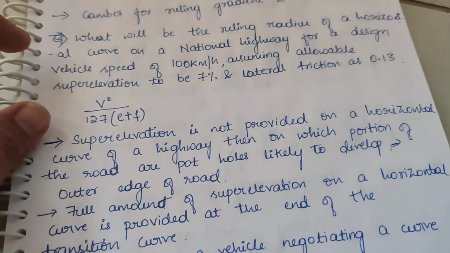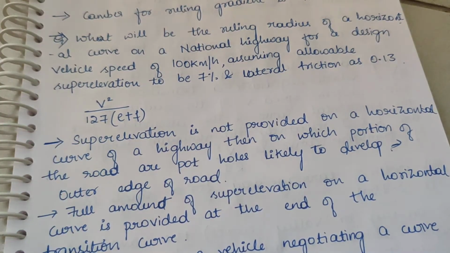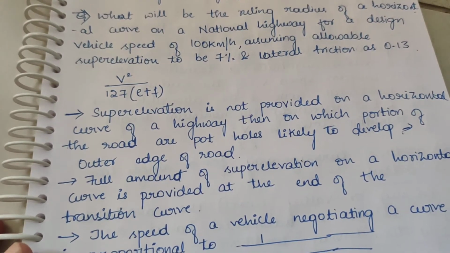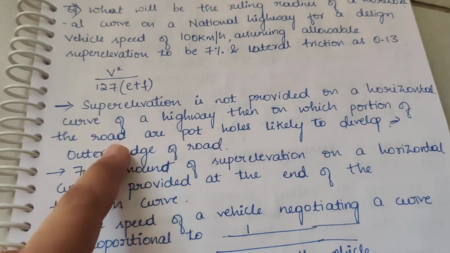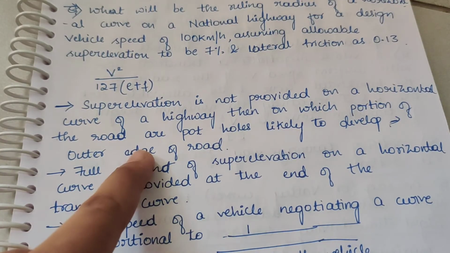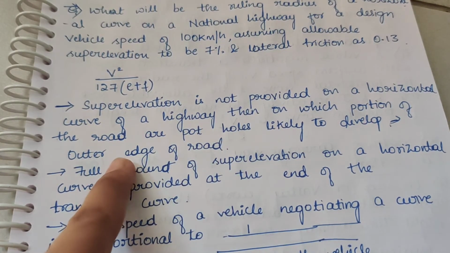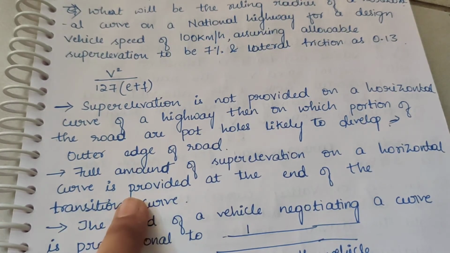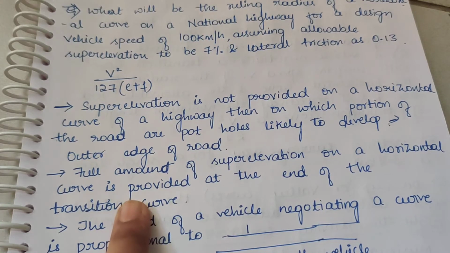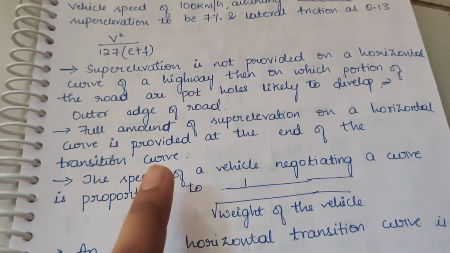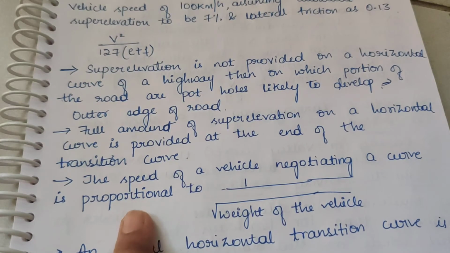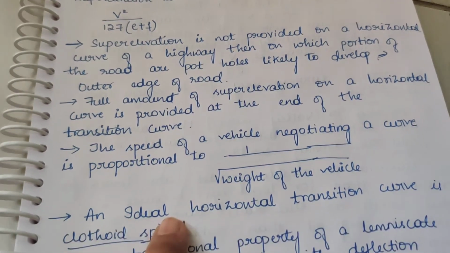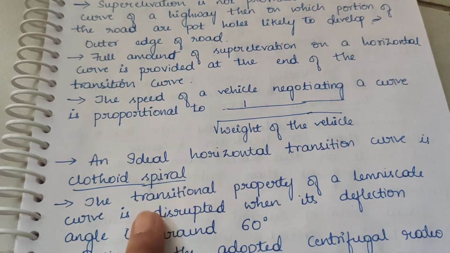So next thing is, there are some fill in the blanks questions. If super elevation is not provided on a horizontal curve of highway, then potholes are likely to develop at the outer edge of the road. Full amount of super elevation on a horizontal curve is provided at the end of the transition curve. The speed of a vehicle negotiating a curve is proportional to 1 divided by root of weight of the vehicle. An ideal horizontal transition curve is a clothoid spiral.